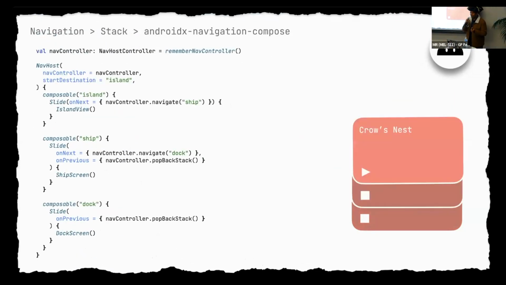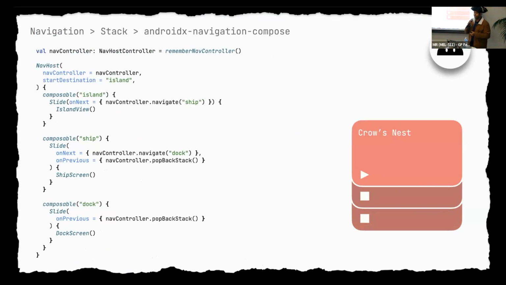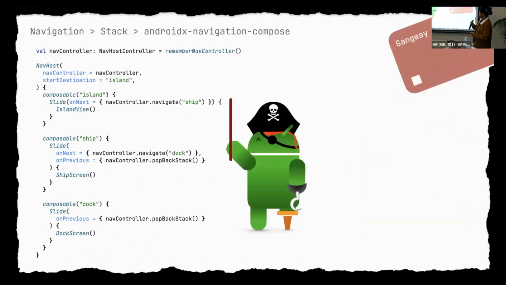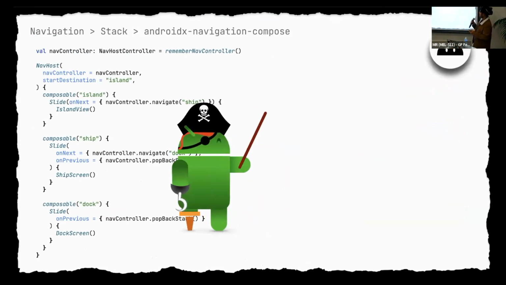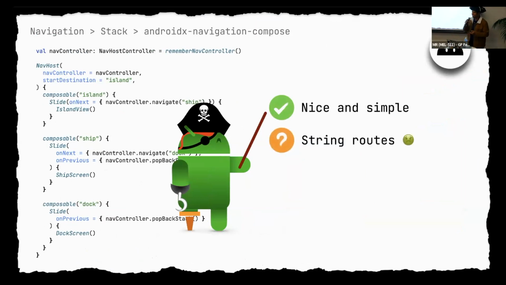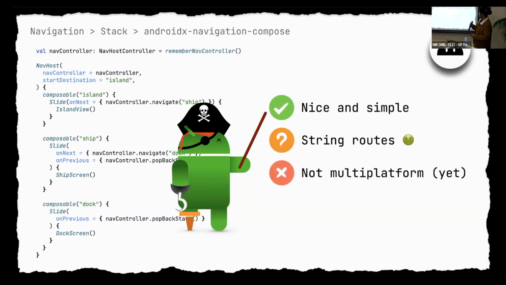And that's it. That's what AndroidX Navigation Compose gives you. Aside from the web-like URL strings, it's not too bad, right? So let's have a quick review. It's nice and simple. It's pretty similar to what we did ourselves with our navigation library. The string-based routes are kind of icky, if you ask me. I like some type safety. I don't want to structure my app like a URL. And it's not multiplatform yet, I should say.